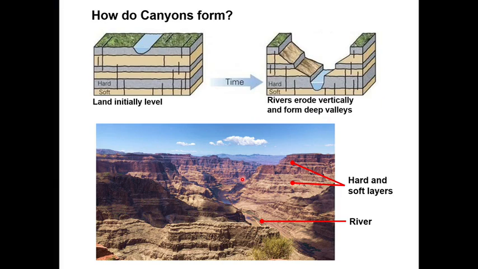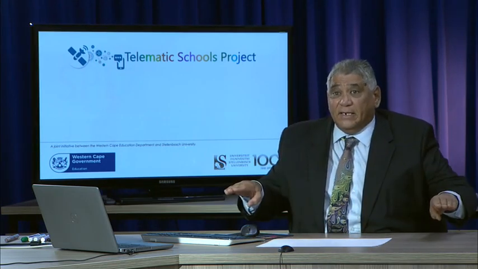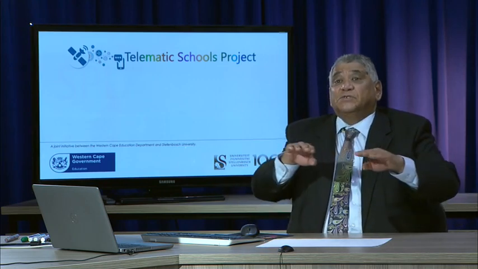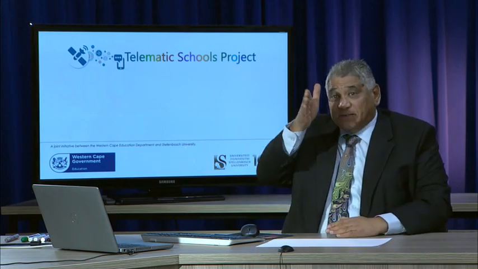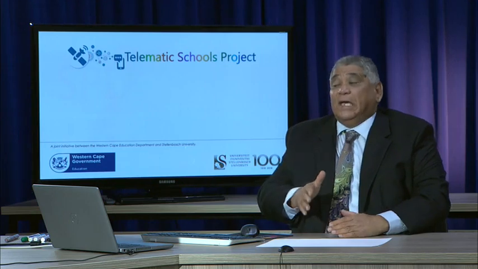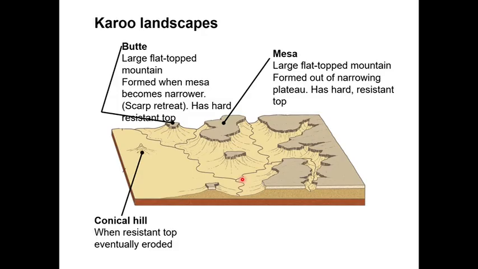So that's very important, that you must be able to actually explain how canyons have been formed. Remember, what is my key? My keywords are hard and soft layers. Firstly, horizontal layers, and then we've got one hard layer, one soft layer, one hard layer, one soft layer. And what happened then? A river on top started cutting through this whole thing, eroding through it, and then eventually we've got the canyon as it is there on the photograph. So that was the first one that we had to look at: how canyons are formed.